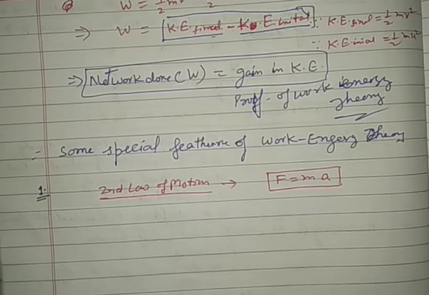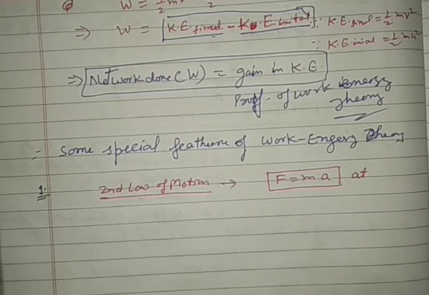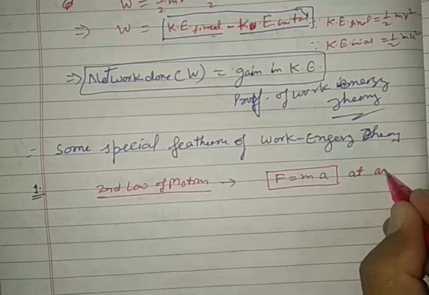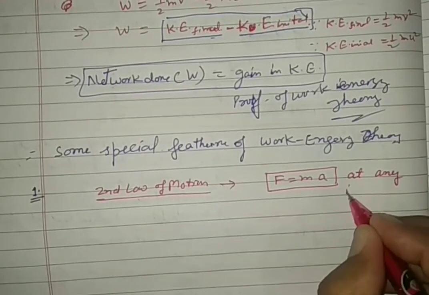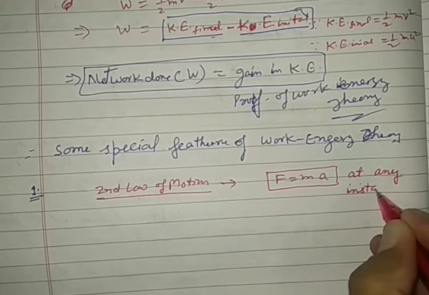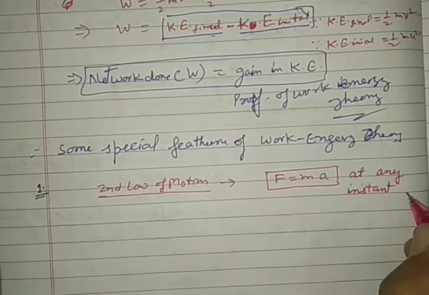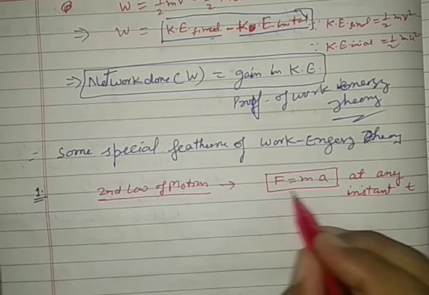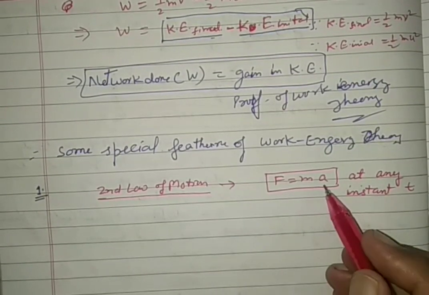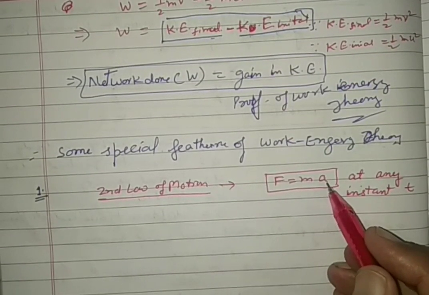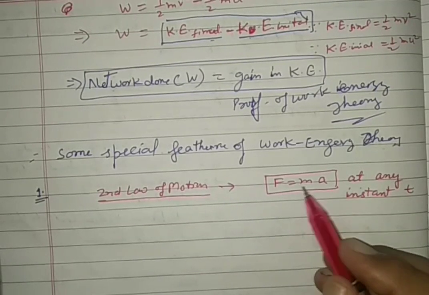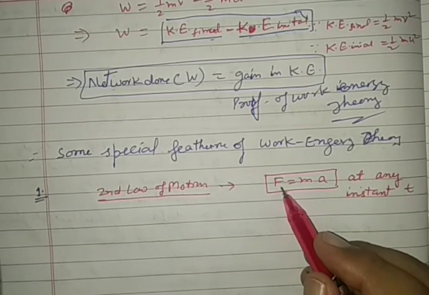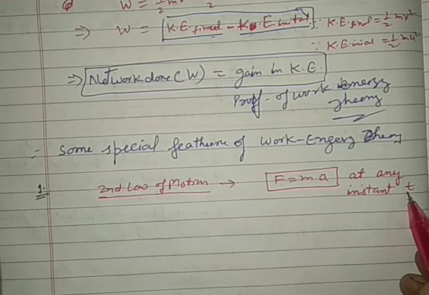This is a mathematical relation between force and acceleration at any instant t. This formula is derived for the acceleration produced on a body of mass m due to the application of force F at any instant of time.